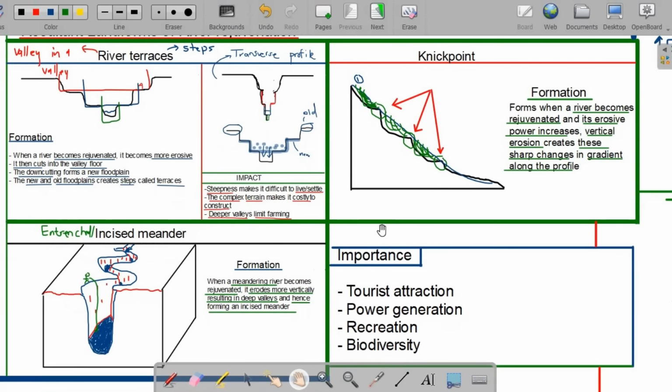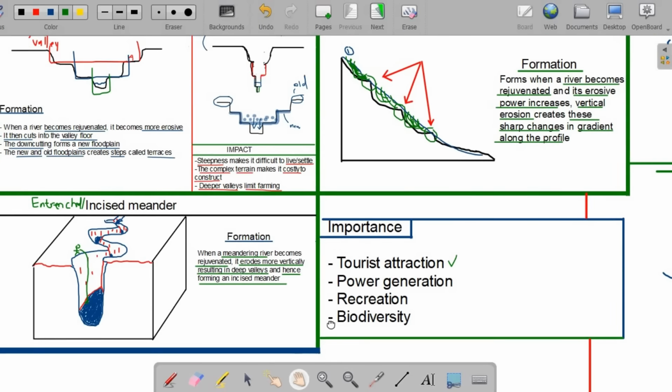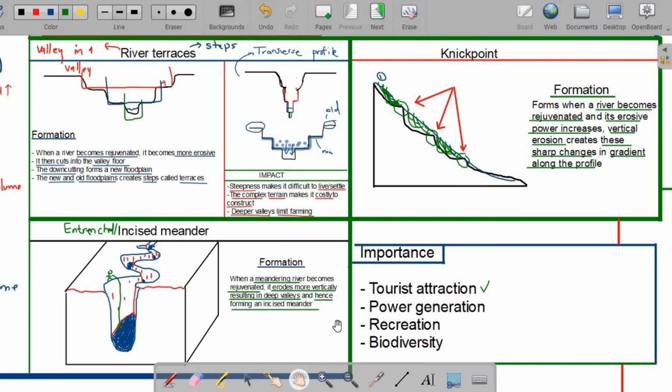Okay. Now they're important in tourist attraction. So tourists would come into the country just to observe this beauty, these landforms that look really amazing. And so that is good for the economy. It will boost the economy. The tourist industry will grow.